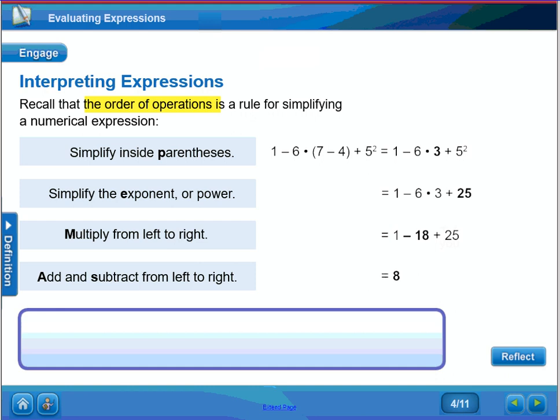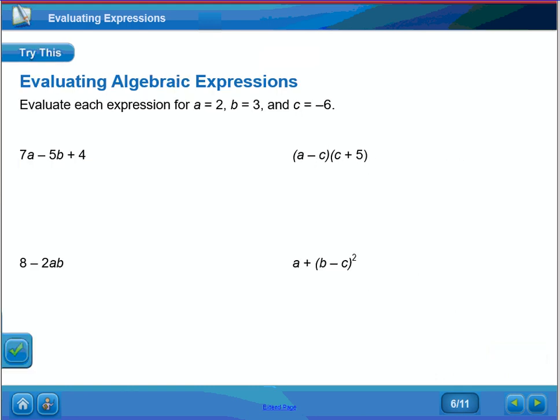Okay, this same idea can be applied when we are evaluating our algebraic expressions. In this case, instead of just solving, we're going to need to plug in some information into our algebraic expression in order to solve. So for example, we have 7a minus 5b plus 4. Now, when we have a coefficient and a variable next to each other, it means that we are multiplying. So 7 times a, where a equals 2.